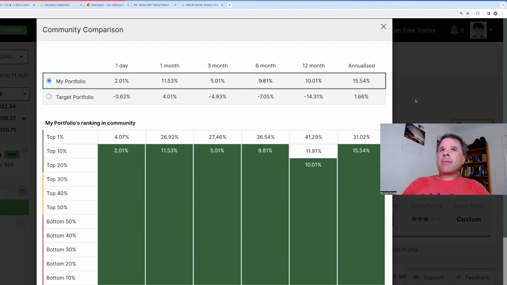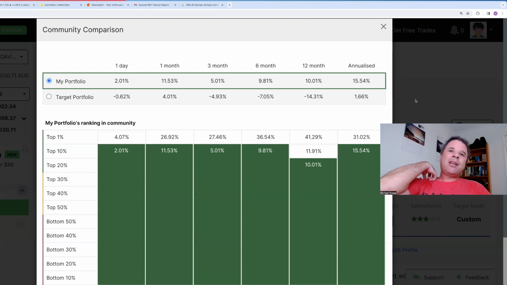But first, something from Selfwealth that I discovered the other day. You can actually track the performance of your portfolio over time, which I didn't realize you could do. This shows you how I performed, not only on a daily, monthly, 3 month, 6 month, 12 month basis, but also annualized since I started investing with Selfwealth.